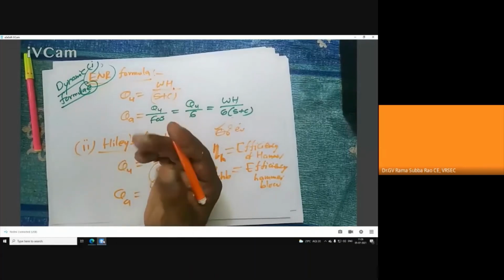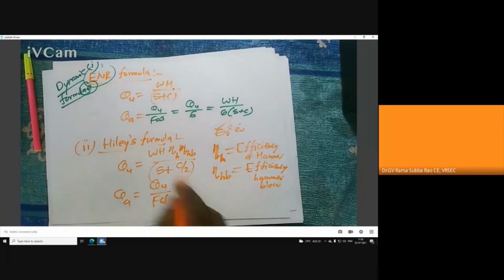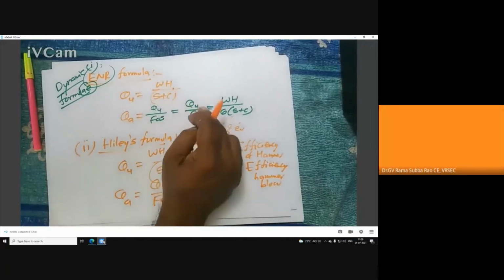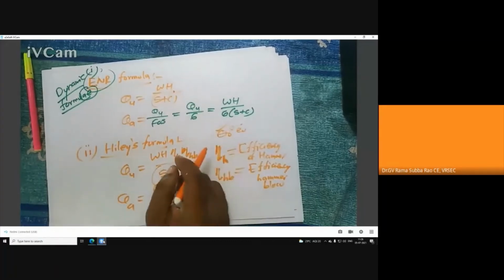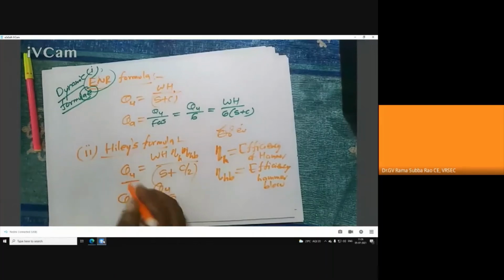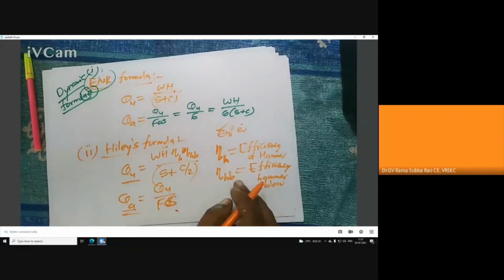That's because the hammer may not be efficient, whatever hammer we are using, and also the hammer blow. That is duly considered by Hiley. So the above formula is a little bit modified. Now we have the ultimate load, and from that we can calculate the allowable load by applying the factor of safety. Here eta H means efficiency of the hammer, HB means efficiency of hammer blow. So this is Hiley's formula.